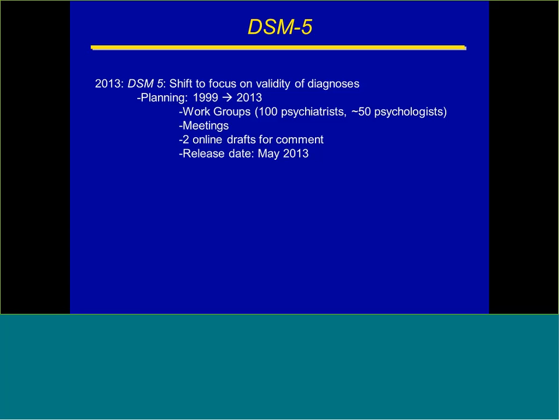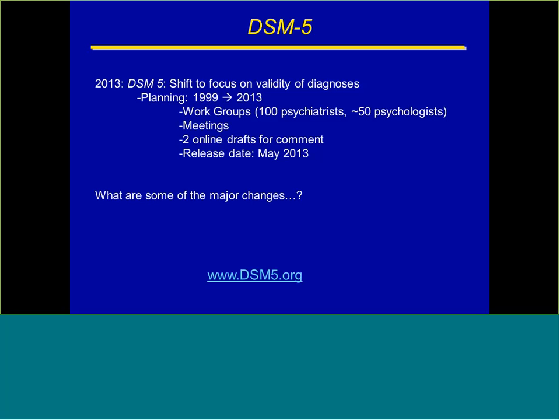DSM-5 took over a decade to plan and to pull together. There was a series of work group meetings that included about 100 psychiatrists and nearly 50 psychologists, so we're seeing psychologists play a much larger role in DSM. There were a series of meetings in DC. There were 2 online drafts for public comment, so very different with DSM-5. Now with the internet, a lot of the information considered for inclusion in DSM-5 was posted online and people could comment on it publicly. The final version of DSM-5 was released just this past May.